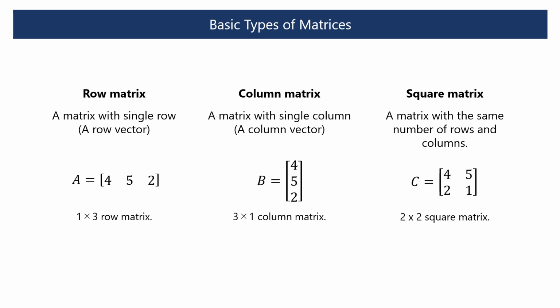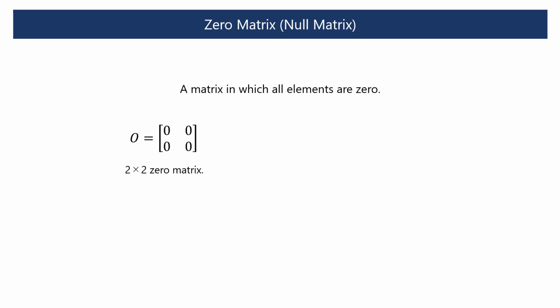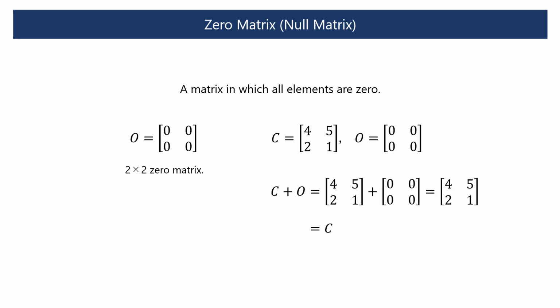Other than these 3 types, there are various types of matrices. Understanding various types of matrices helps us choose the right techniques for specific problems in data science. So, let's see other types of matrices. First, let's focus on the zero matrix. A zero matrix, also called a null matrix, is a matrix in which all elements are zero. Zero matrices are typically represented by O. This is an example of a 2 by 2 zero matrix. Adding a zero matrix to any matrix does not change the original matrix.